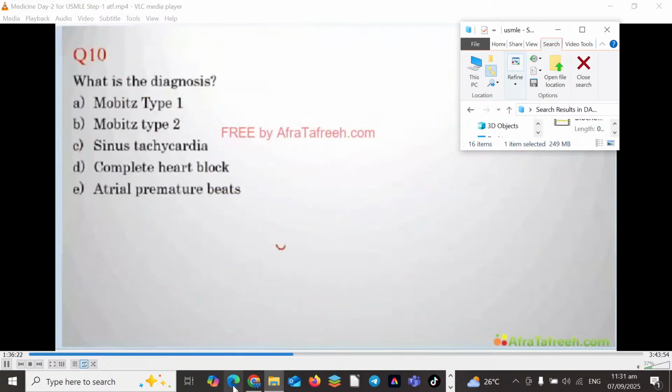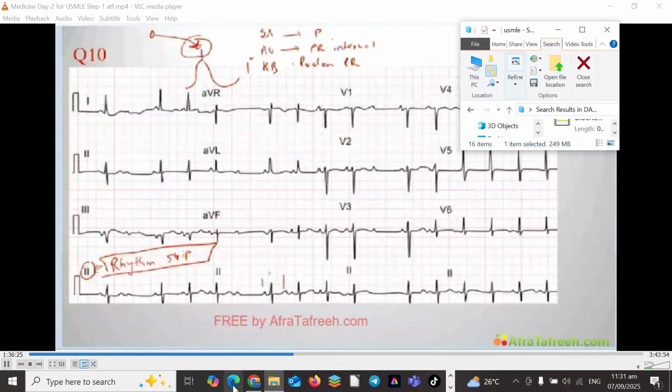Now with this knowledge, look at this EKG.